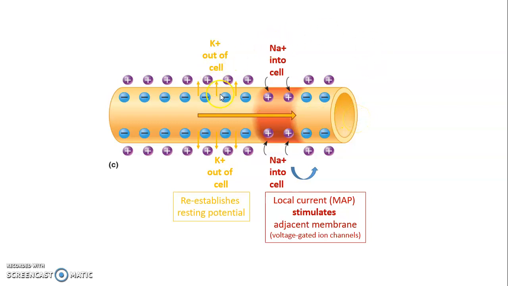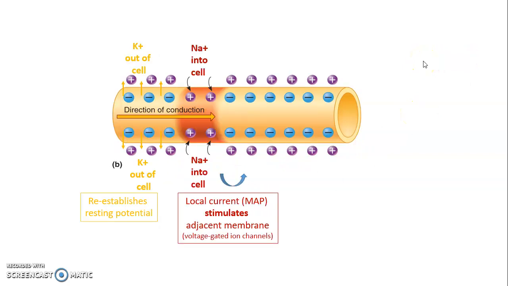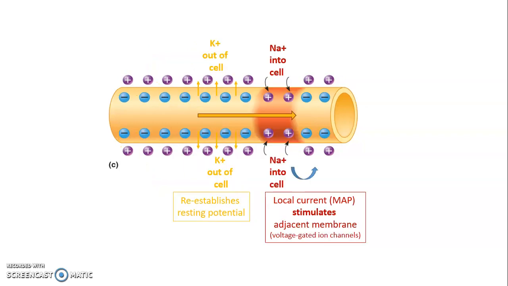And then, of course, following behind is the opening of the potassium ion channels, those voltage-gated potassium ion channels. Potassium leaves, reestablishing the resting potential. Again, end plate potential caused by the binding of the acetylcholine leads to the opening of voltage-gated ion channels that allows a muscle action potential to travel down the length of the muscle fiber.